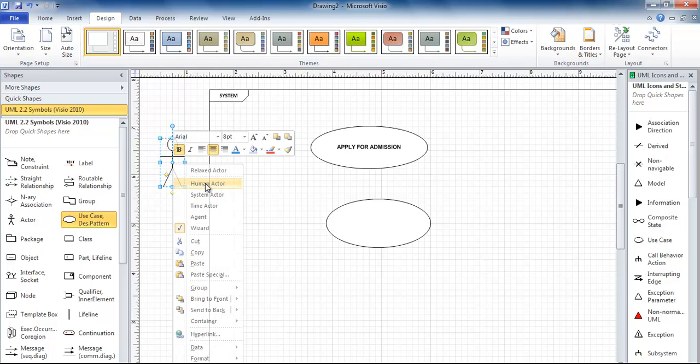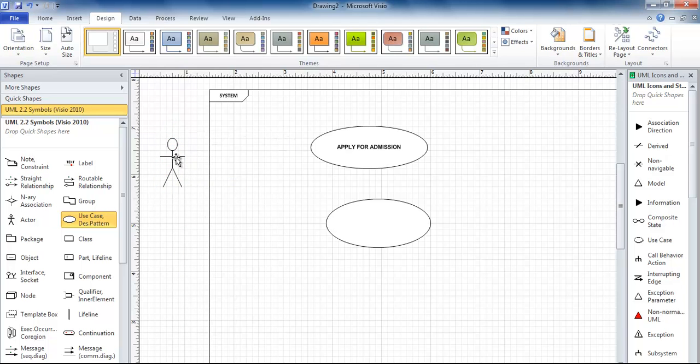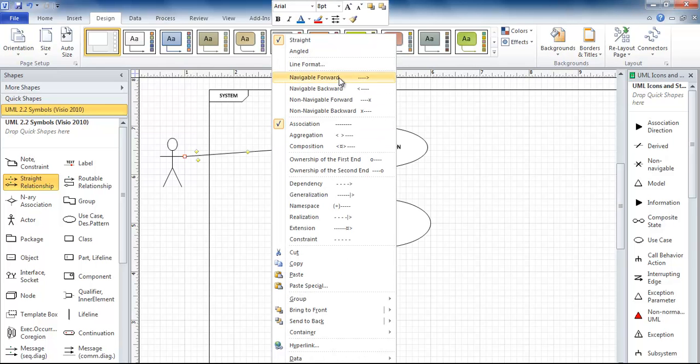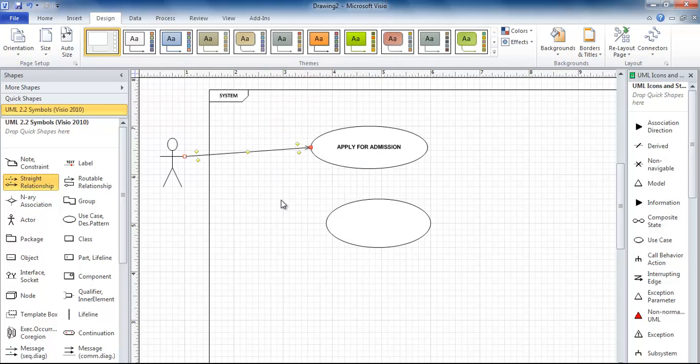Now let's go back to the human actor. This is the actor. Now you want to draw a line stating the flow, so you use a line called a straight relationship. You connect it from here, you drag it to this point. Now if you want to make a direction arrow change to the right, you go and check and say navigate forward. Now we have got a navigated forward.